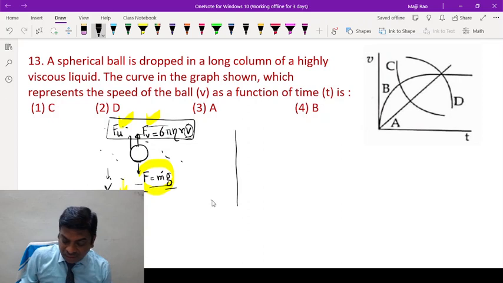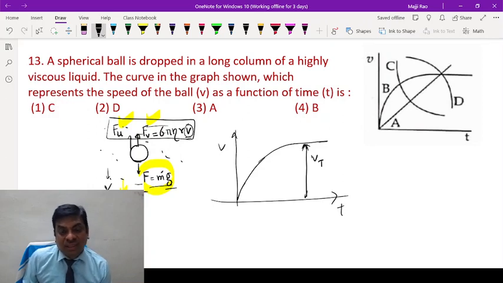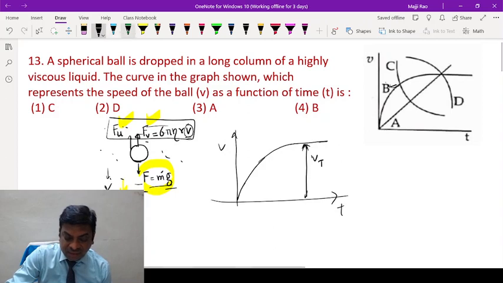Velocity, see, initial velocity is 0, students. The velocity increases, and finally it attains a constant value. That is the terminal velocity, and it cannot increase beyond this because there is no net force after that. So curve B is the correct answer. Here curve B means fourth option.